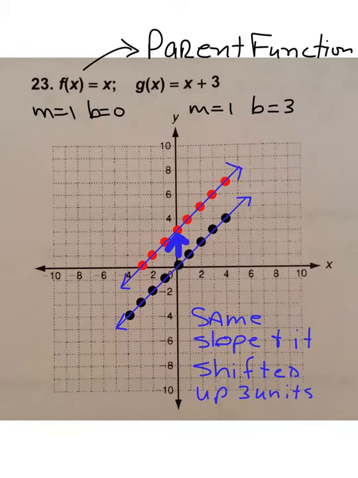On number 23, same slope, but it went from 0 right here to 3 right here. And so that's a shift up. We call that a translation of 3 units. This line right here is translated upward 3 units.